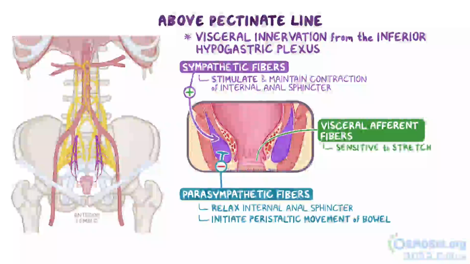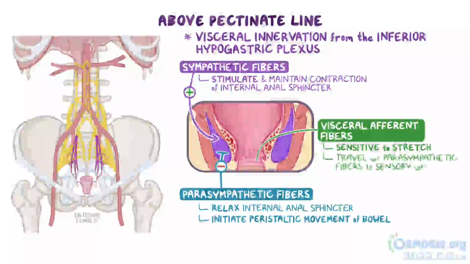The upper part of the anal canal also lies below the pelvic pain line, which means the visceral afferent fibers travel with the parasympathetic fibers to the spinal sensory ganglia at the level of S2 to S4.